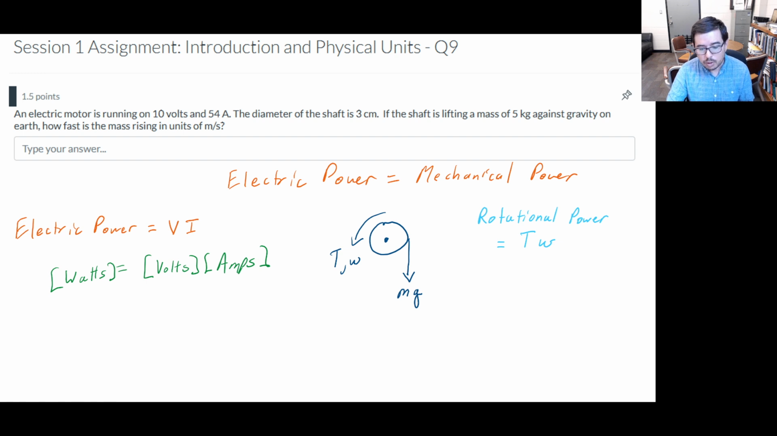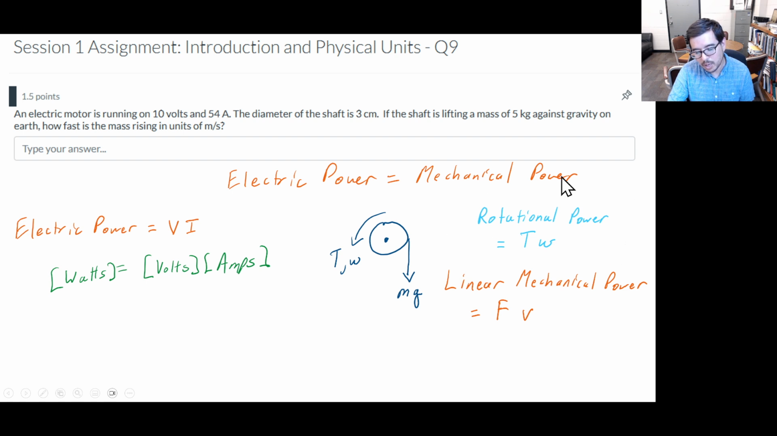Now we could go about using this equation, and we were given a diameter or a radius of 1.5 centimeters for this shaft, but I think this problem is more easily solved by looking directly at the linear mechanical power. That's going to be force times velocity. Now, in reality, we have electric power is equal to rotational power is equal to linear mechanical power. And what the question is asking is how fast is the mass rising?